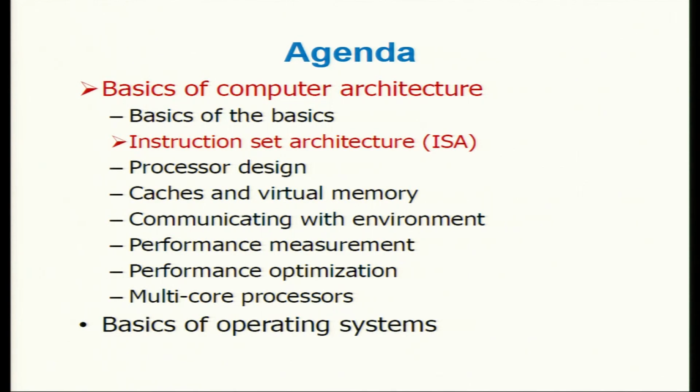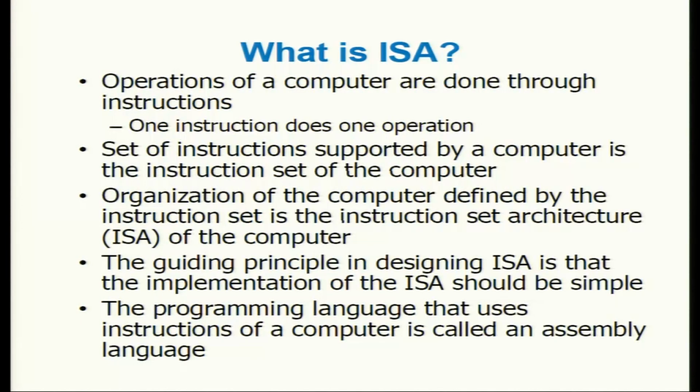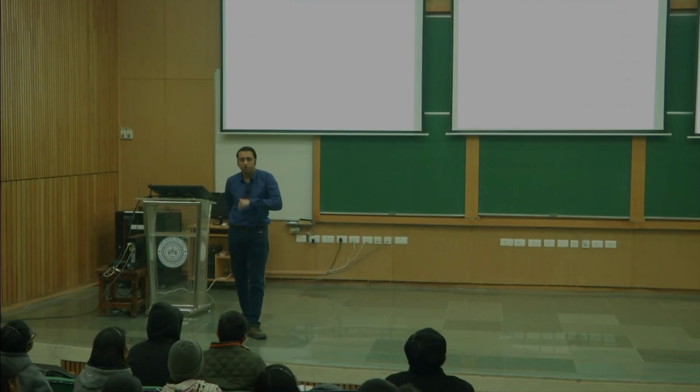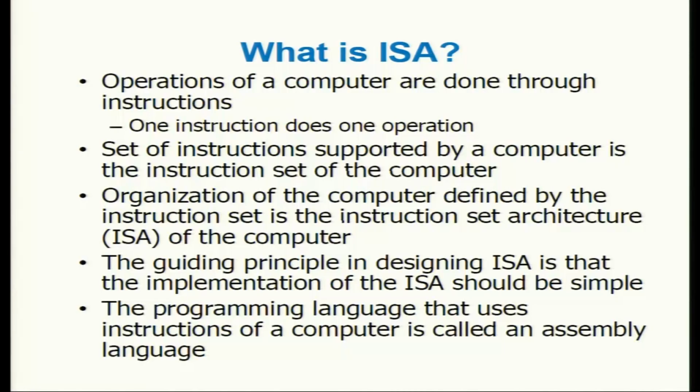So first we'll look at the instructions in a bit more detail. What is the instruction set architecture? Let's try to understand that. I'm sure many of you have heard of this term, ISA. Operations of a computer are done through instructions. That's what we just agreed. And one instruction typically does one operation, unless you have a very complex processor which can do a lot of operations in a single instruction. The set of instructions supported by a computer is the instruction set of the computer. And the organization of the computer defined by the instruction set is the instruction set architecture of the computer.